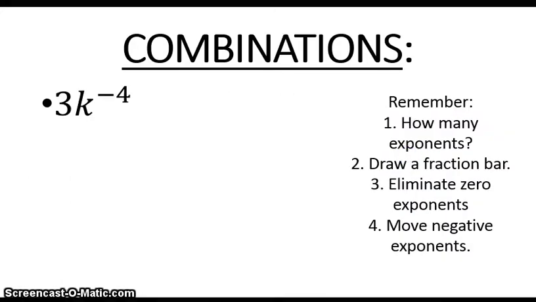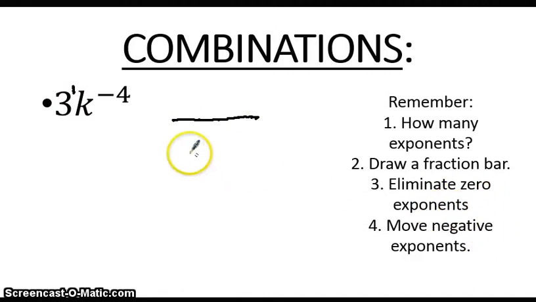In this term, we have 2 exponents. We see negative 4 is k's exponent, but 3 also has an exponent of 1. We don't have to write the exponent of 1, but it is important to think about it as being there because 3 is a simplified expression. It does not need to move from the numerator to the denominator or vice versa. So our second step is to draw our fraction bar.